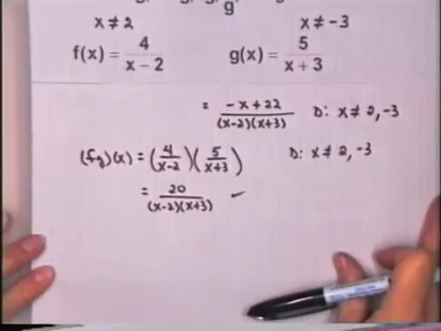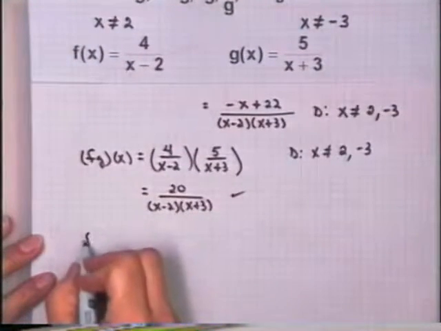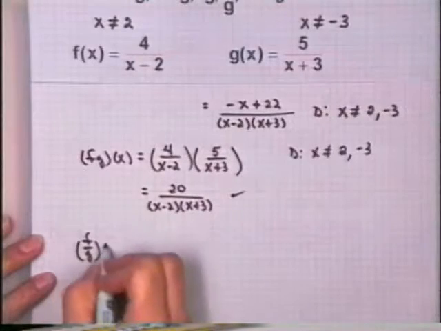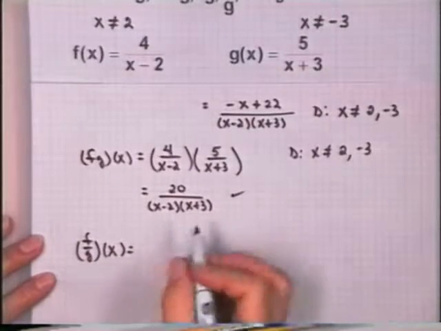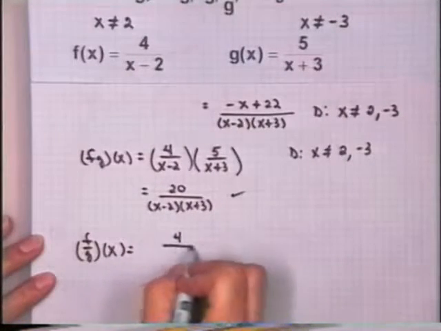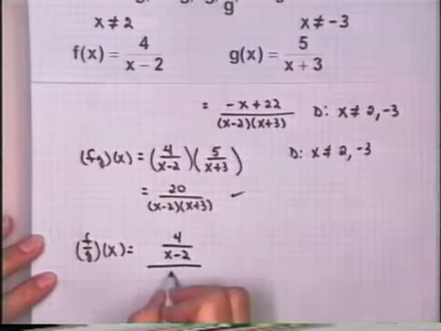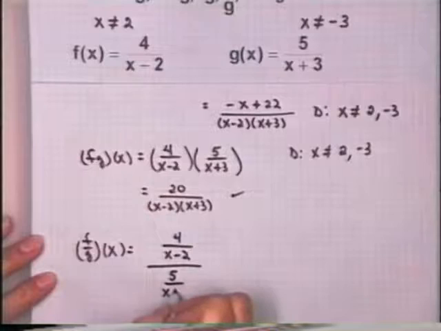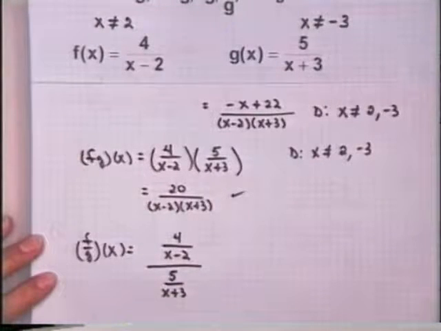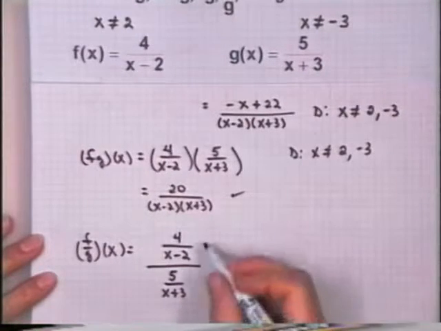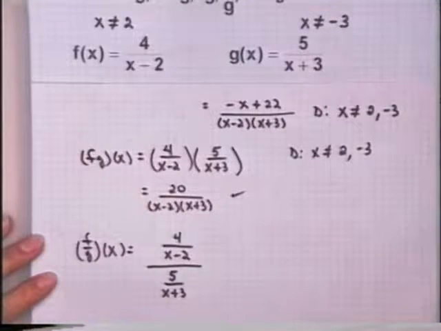Okay, our last operation is to do our quotient, f over g of x. So we take our function f, 4 over x minus 2. We divide that by 5 over x plus 3, don't we? Okay? Now, notice that we still can't have x being either 2 or negative 3, or one of these things would be undefined, wouldn't they?